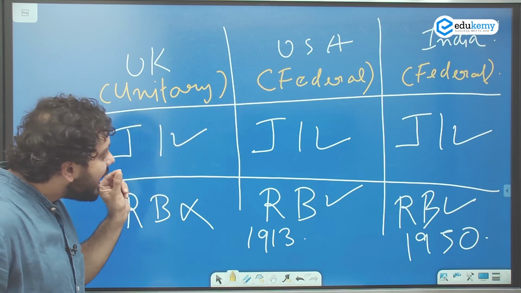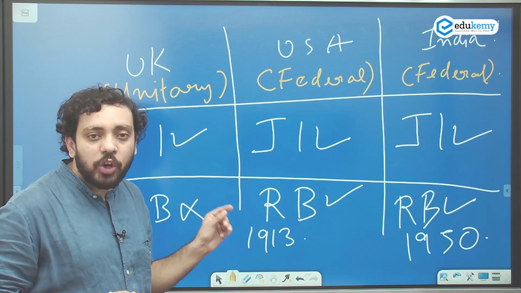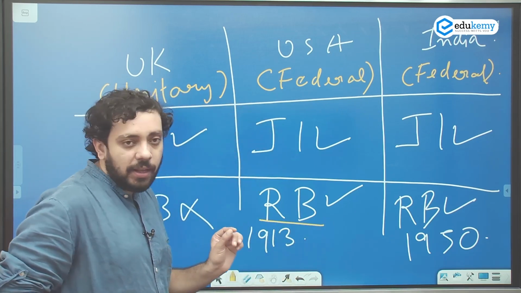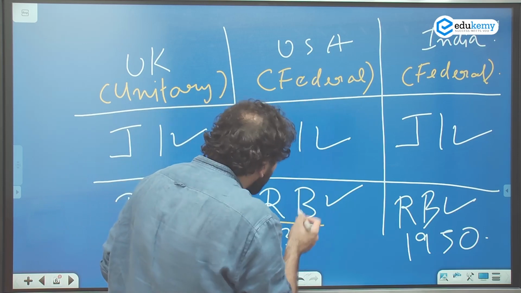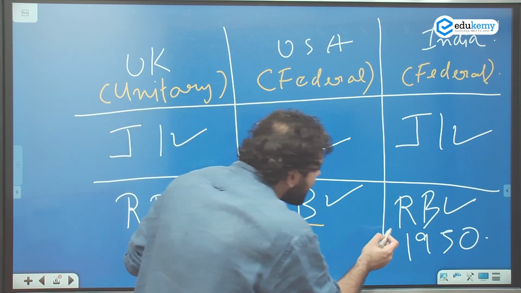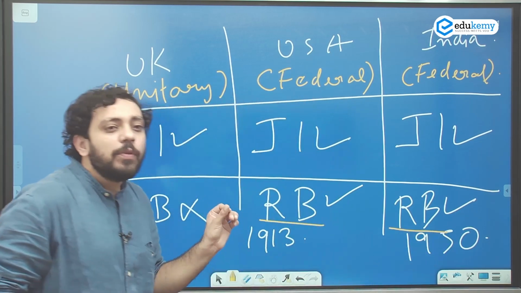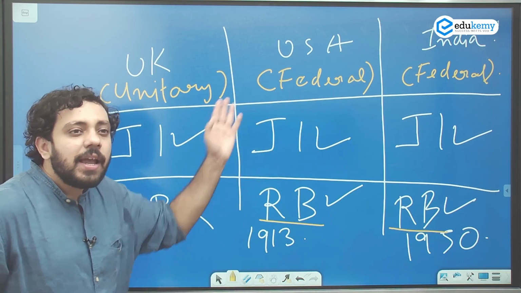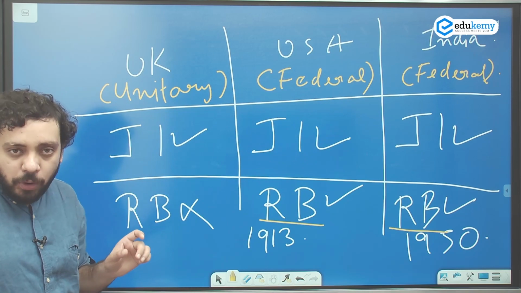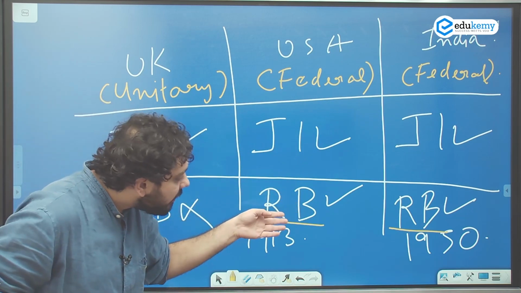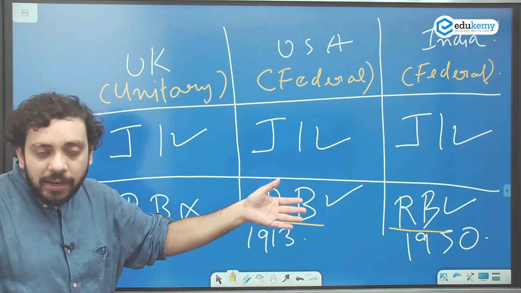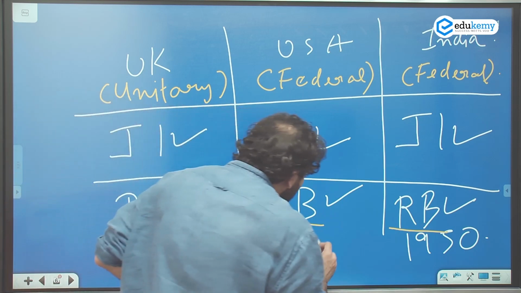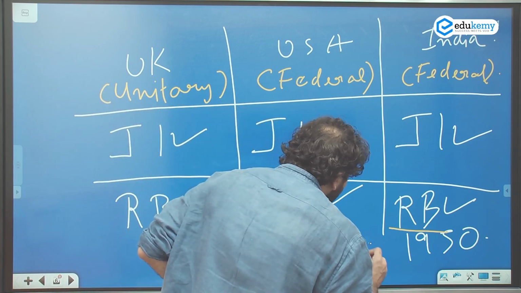But what is necessarily coming out as an argument from this is that the representational body which is present in the USA is also present in India. And from this exercise we can conclude that all federal polities have a representational body at the union legislature, and therefore this is the essence of a federal polity.